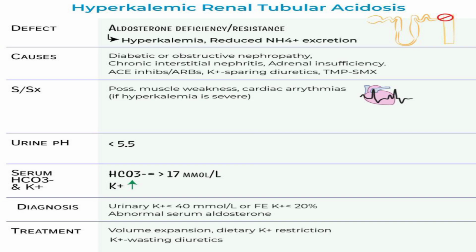So you can see here what is the defect in hyperkalemic type 4 renal tubular acidosis. There is aldosterone deficiency or aldosterone resistance leading to hyperkalemia and reduced ammonium excretion. Causes are listed there. Signs and symptoms you can see here. What are the manifestations of hyperkalemia? In severe hyperkalemia, cardiac arrhythmias can occur. Urinary pH is less than 5.5 and potassium level is increased, causing hyperkalemia, and bicarbonate level is more than 17 millimole per liter.